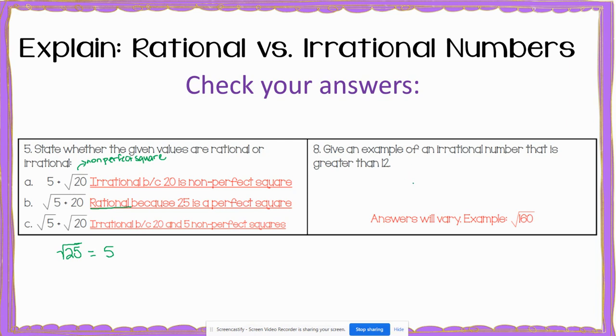Number 8 says give an example of an irrational number that is greater than 12. Well, you could have any answer here that would be greater than 12. An example that I have is the square root of 160. Remember, we know that the square root of 144 is 12 because 12 times 12 is 144. So we could put any number inside of a square root that would be greater than 144. We could even put 145. That number would be irrational, and it would be greater than 12.